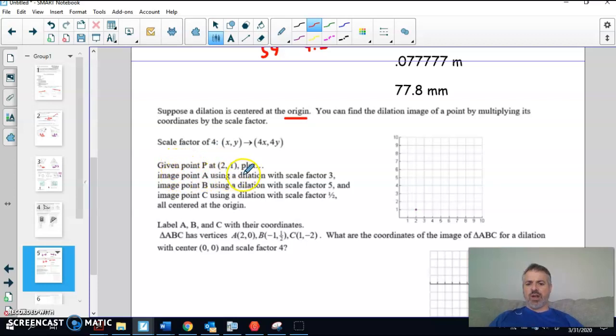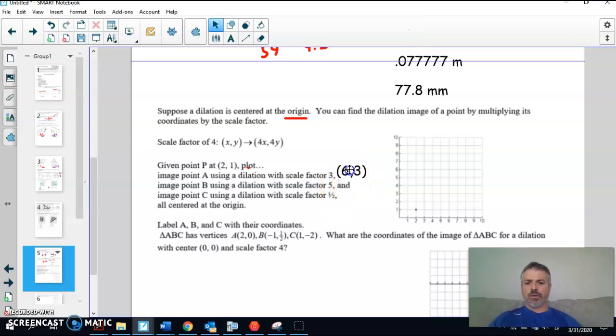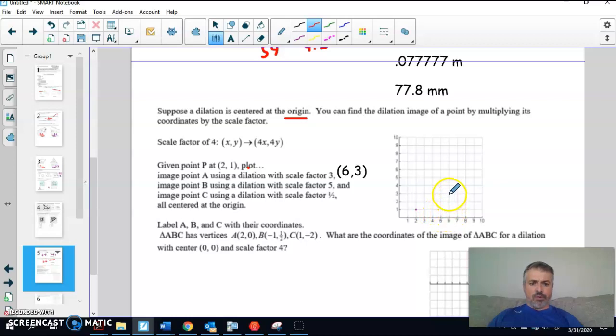It wants me to graph point A with a scale factor of 3. So if I use a scale factor of 3, that's going to be 6, 3. Then that'll give me point A. So I'll draw that out here. 6, 3, 1, 2, 3, boom. Then this is the pre-image point here, 2, 1.